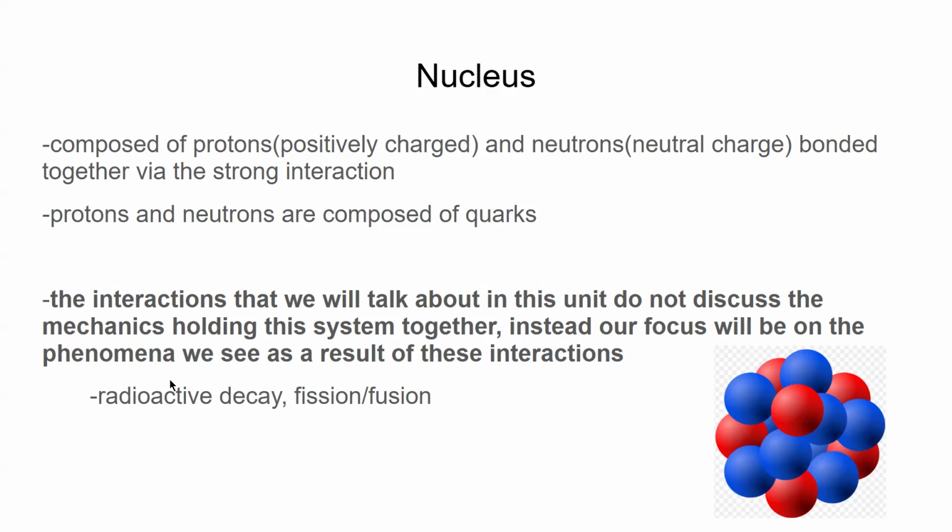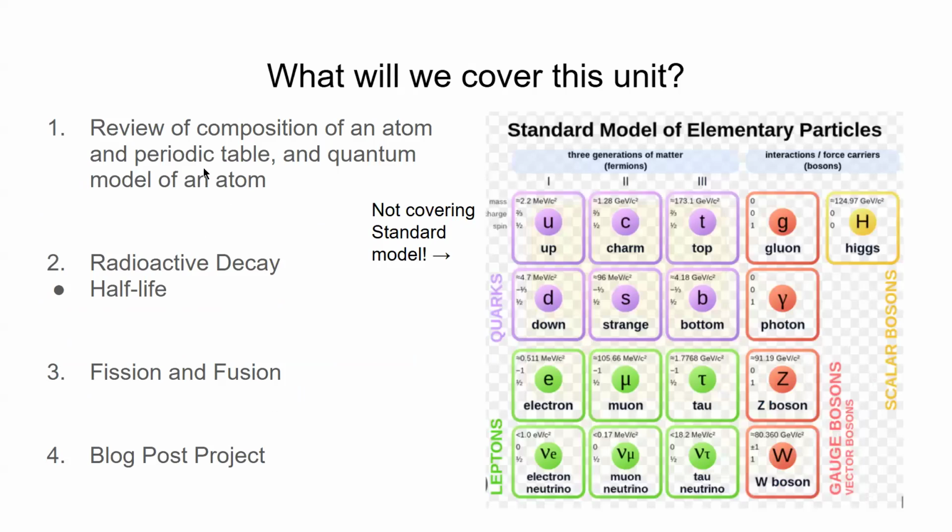Instead, our focus will be on the phenomena we see as a result of these interactions, which will be radioactive decay, fission, and fusion. So these are going to be the main topics covered in the introduction to this unit. We'll start with you guys talking about the composition of an atom and the periodic table, and you guys will also do a quantum model of the atom. After that, you'll do radioactive decay, go over the half-life equation, and then we'll do fission and fusion. And then we'll end this with a blog post project.